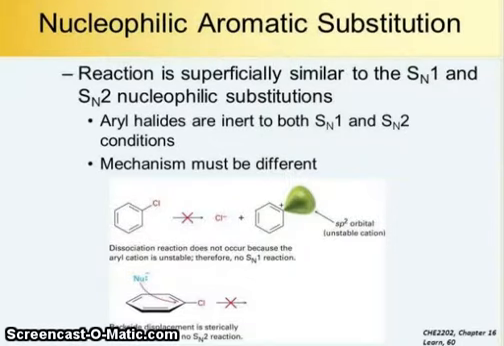Now friends, nucleophilic aromatic substitution reaction is superficially similar to the SN1 and SN2 nucleophilic substitutions. Aryl halides are inert to both SN1 and SN2 conditions. The mechanism must be different. You can see chlorobenzene. If the halide is removed, then the positive charge will be in an sp2 orbital, which is an unstable cation. In the other case, if the nucleophile attacks the chlorine side, backside displacement is sterically blocked, therefore no SN2 reaction.